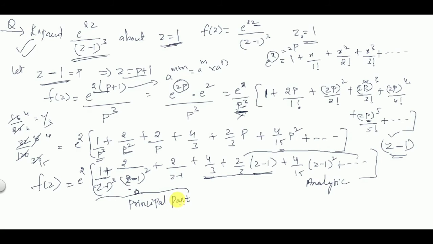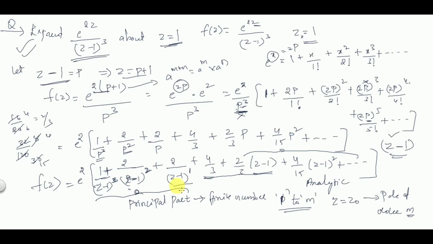We have learned in the singularities concept, I have told you a concept called pole. So what is a pole? A pole is when the principal part contains a finite number of terms, that is from 1 to m. Then z is equal to z0 is said to be a pole of order m. Now we have the powers: this is power 1, this is power 2, and this is power 3.